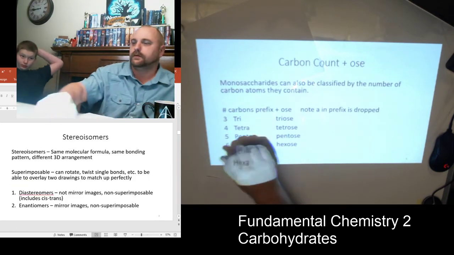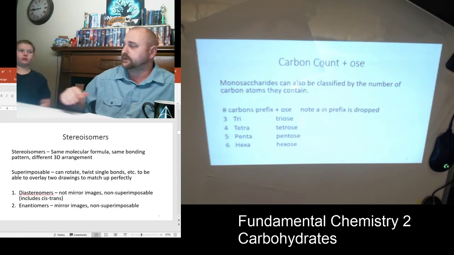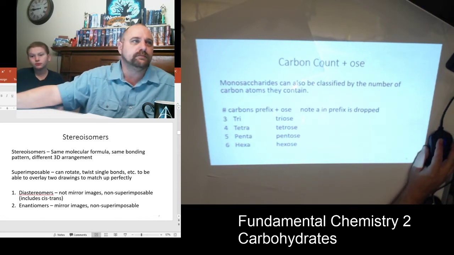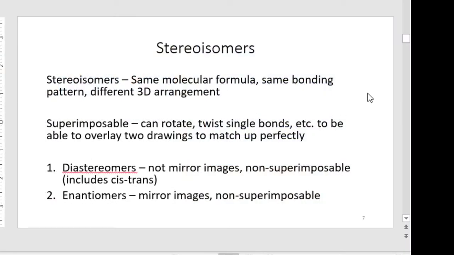Let's see if we're ready for a tougher discussion here, and that's on stereoisomers. Stereoisomers we've seen a little bit when we had our cis and trans. Those were this idea of diastereomers. Playing with stereoisomers is a little bit tough because of some of the new definitions. So we want to look at our term superimposable.